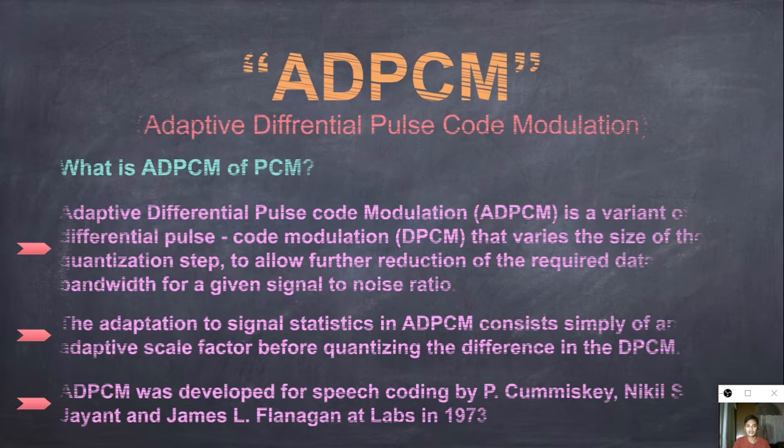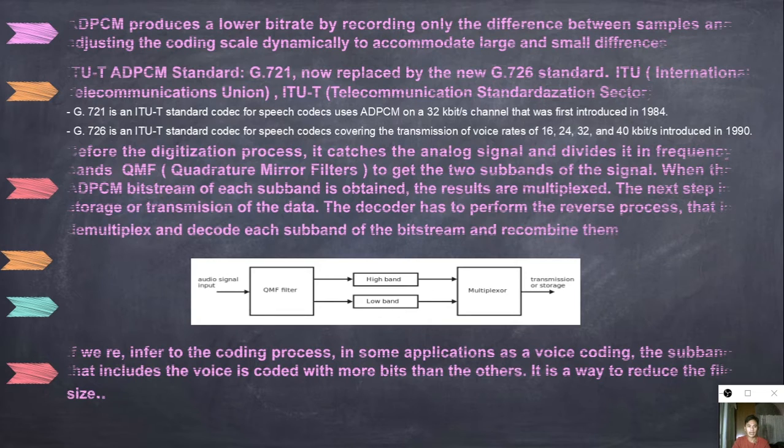The adaptation to signal statistics in ADPCM consists simply of an adaptive scale factor before quantizing the difference in the DPCM. ADPCM was developed for speech coding by P. Cummiskey, Nikil S. Jayant, and James L. Flanagan at Bell Labs in 1973. ADPCM produces a lower bitrate by recording only the difference between samples and adjusting the coding scale dynamically to accommodate large and small differences.